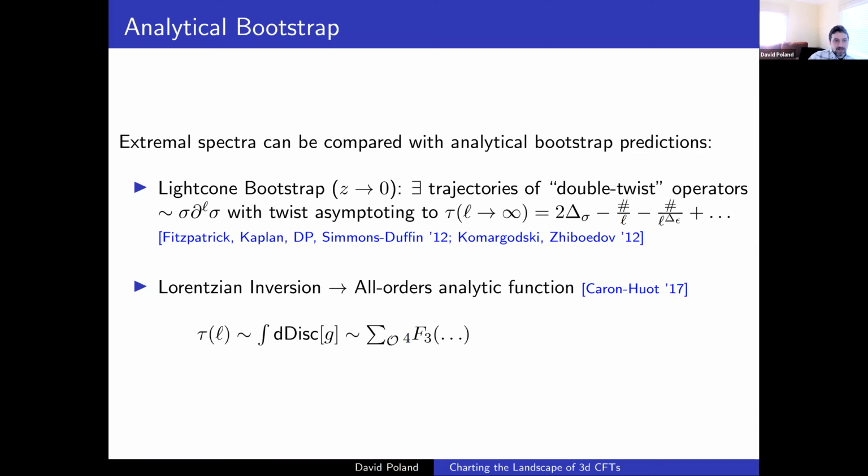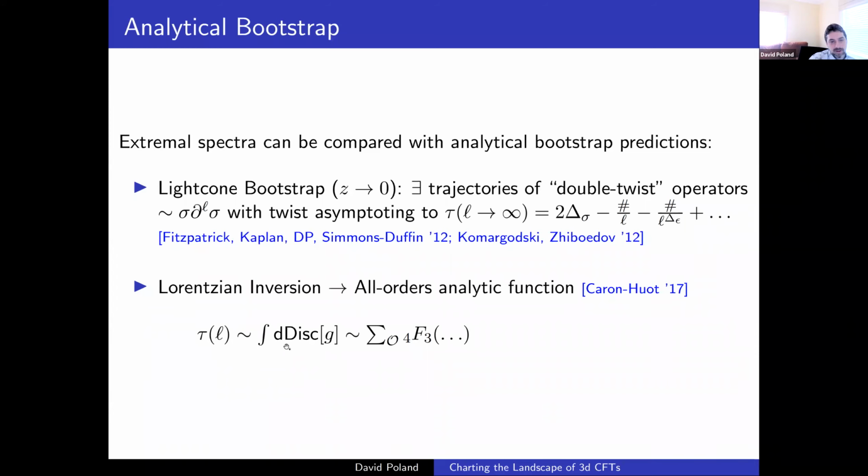More recently, this light cone bootstrap was upgraded using an approach called the Lorentzian inversion formula, where you can relate these trajectories of double twist operators to a certain integral of a double discontinuity of the 4-point function. This was introduced by Simone Caron-Huot a few years ago. And this Lorentzian inversion formula, you can use it as another approach to studying these trajectories.